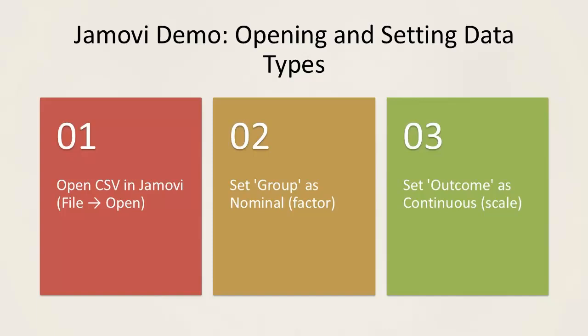Open Jamovi, select your CSV, and go to the Data tab. Set group as nominal, a factor, and outcome as continuous, a scale variable. This step helps Jamovi apply the correct statistical tests.